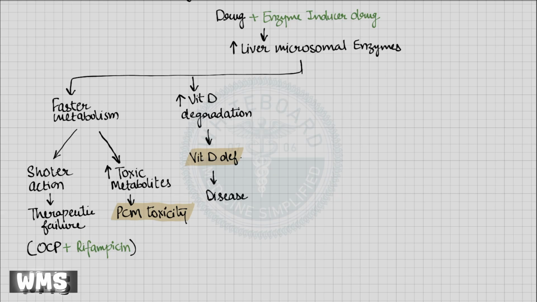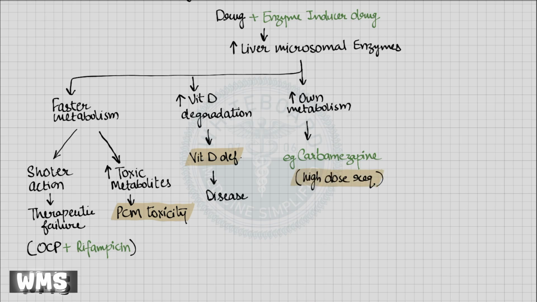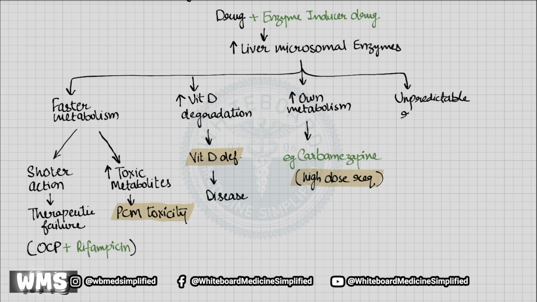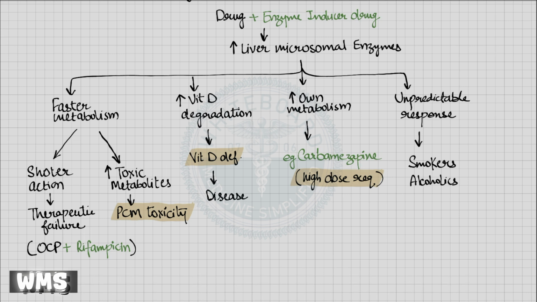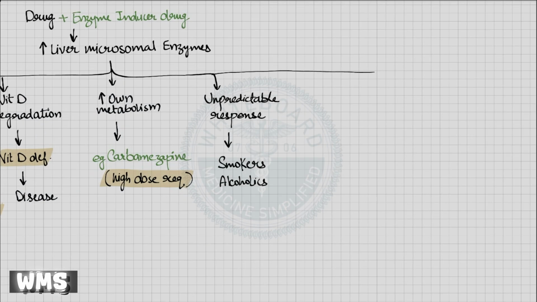Another important point is autoinduction, where a drug increases the metabolism of itself. For example, carbamazepine induces its own metabolism, so over time, a higher dose is required to maintain the same therapeutic effect. The response to drugs can also become unpredictable in certain populations like smokers and chronic alcoholics, because their liver enzymes are already induced. Finally, enzyme induction can sometimes be used for our benefit, not just as a problem.